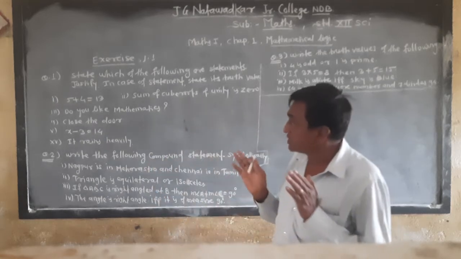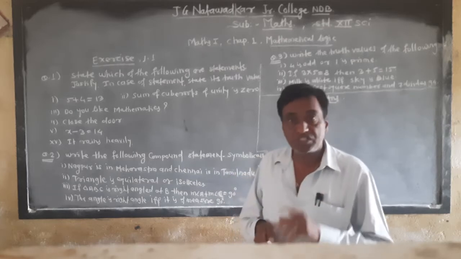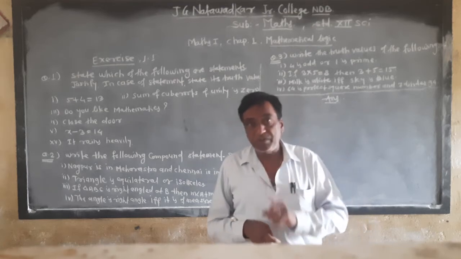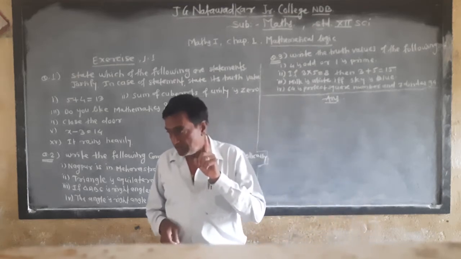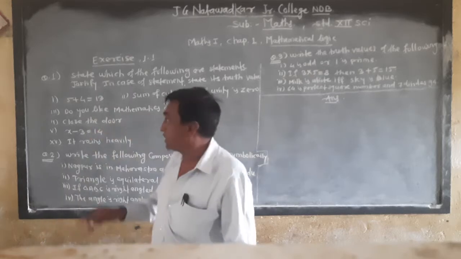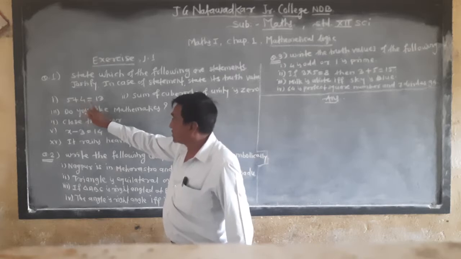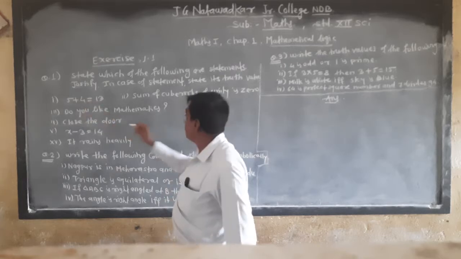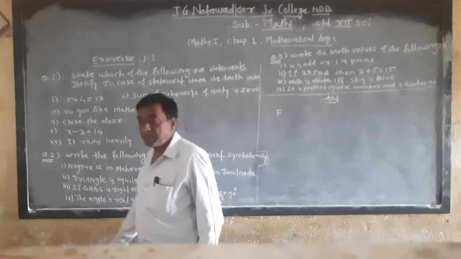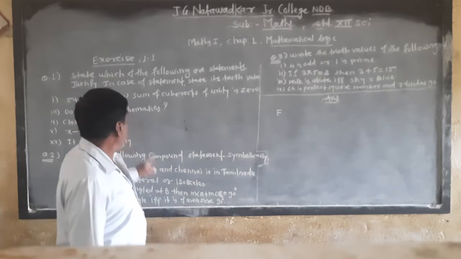But this sentence is a statement because it is a false sentence. A statement means it is either true or false, but not both at a time. That is why it is a statement, because it is a false statement, and so its truth value is F.